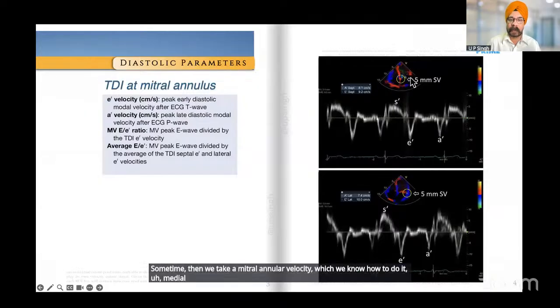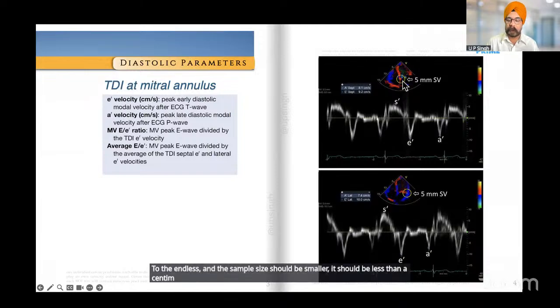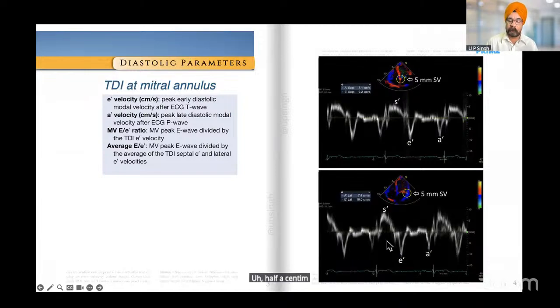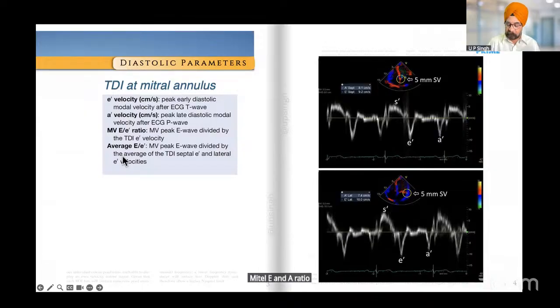Then we take the mitral annular velocities, which we know how to do. Medial and lateral annulus, you have to be as close as possible to the annulus, and the sample size should be smaller. It should be less than a centimeter, preferably half a centimeter of sample volume to take the lateral, and reduce the gain setting so that you see nice modal velocities of E and E prime. Again, all the measurements are taken at the modal velocity. Then we take the mitral E and A ratio and we average them out.